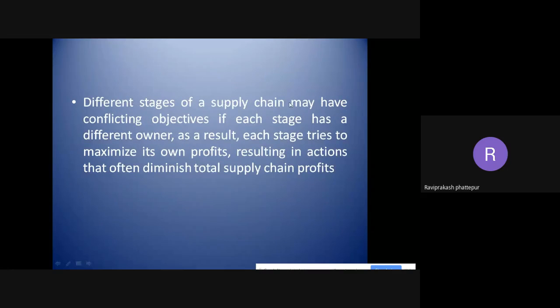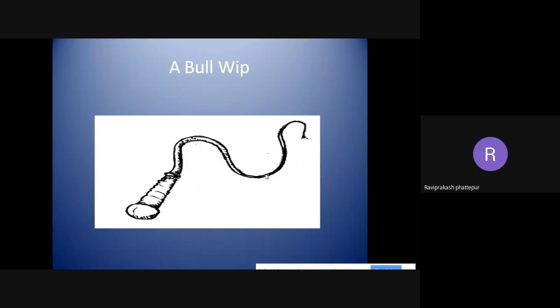Okay, next, different stages of supply chain may have conflicting objectives. If each stage has a different owner, as I gave you an example, each stage tries to maximize its own profits. It will not look at the entire supply chain. It will be looking at its own profits only, resulting in actions that often diminish total supply chain profits. So if I am just looking out for myself, I might bring down the profits of the overall supply chain. How, we will see in the later stages.